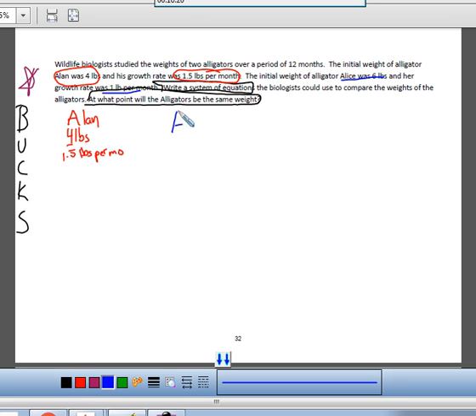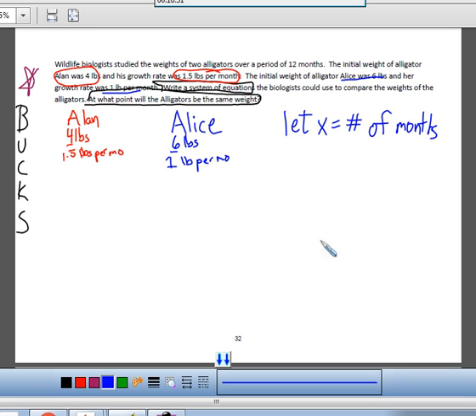Alligator Alice is 6 pounds initial weight, and the rate for Alice is 1 pound per month. Now, what are our variables? We're going to let X equal number of months, and Y is going to be the number of pounds or the total weight.